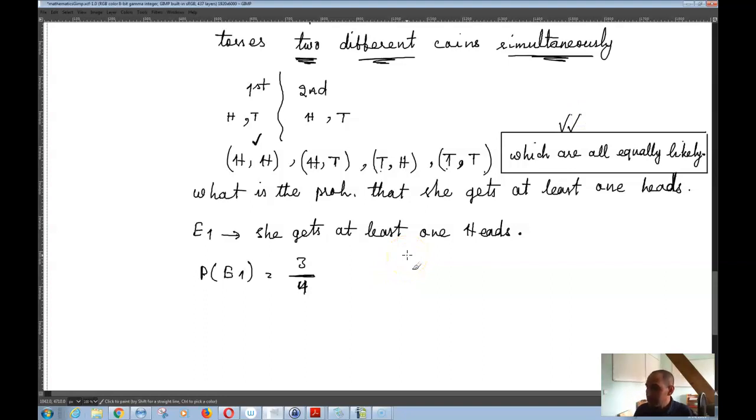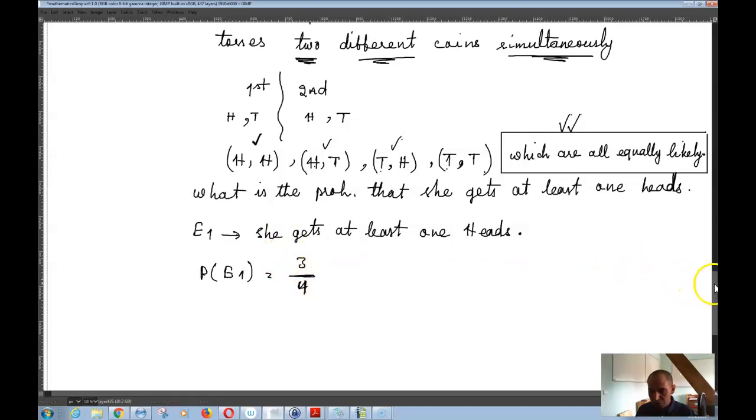So here heads and heads means heads up on the first coin and heads up on the second coin. Similarly, heads and tails means heads up on the first coin, tails up on the second coin, and so on. So now the outcomes favorable to event E, at least one head, are these three outcomes. So the number of outcomes favorable to E is 3, so P of E is equal to 3/4. That is the probability that we get at least one head is 3/4.